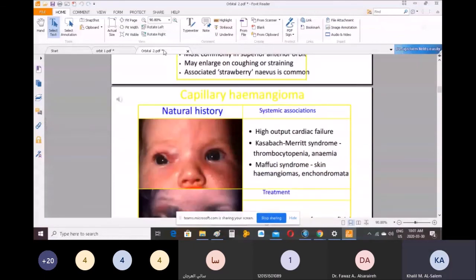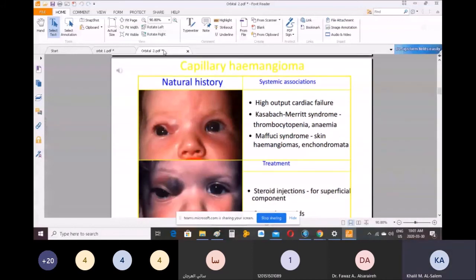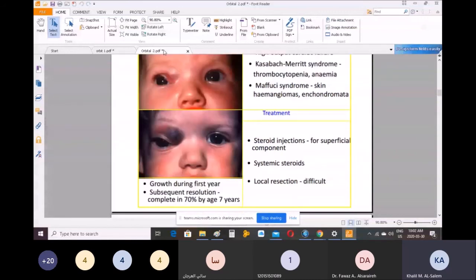Capillary hemangiomas can come with some systemic problems like Kasabach-Merritt syndrome, for example. This can cause anemia. Maffucci syndrome also, they can come with skin hemangiomas and enchondromas. And as we have told you, steroid is the mainstay of treatment, either systemic or local.